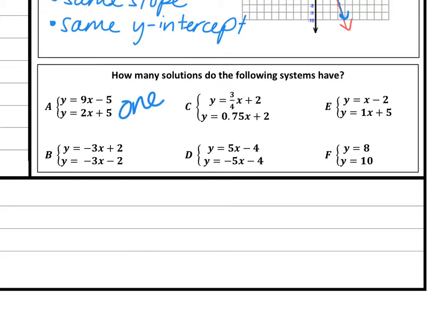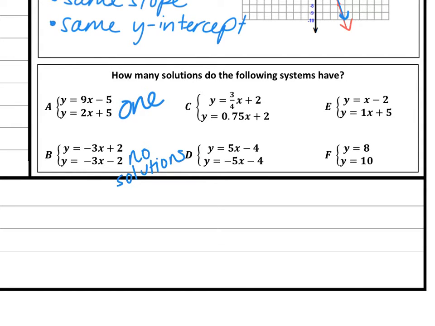y equals -3x plus 2, y equals -3x minus 2. Slopes are the same, y-intercepts are different. Janaya? Right, because what are they going to look like? Parallel lines, so no solutions. Because they are parallel lines, because they have different y-intercepts but the same slope.